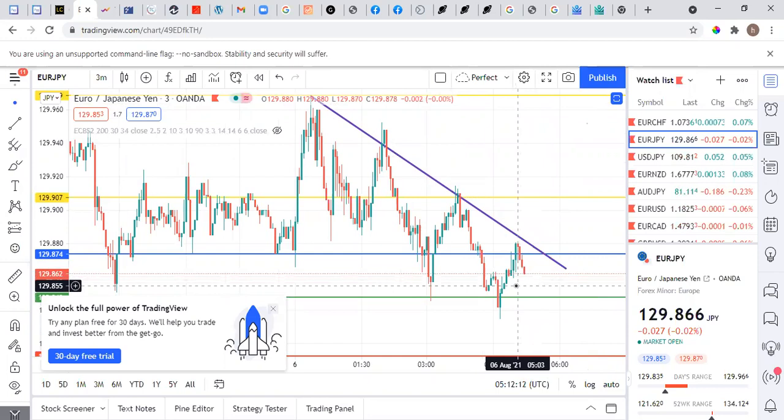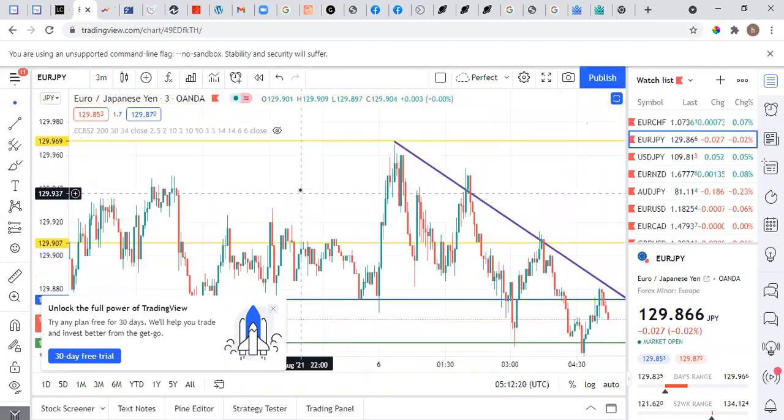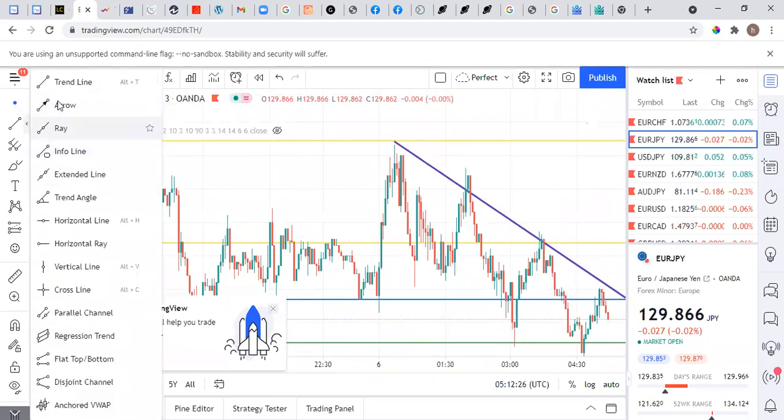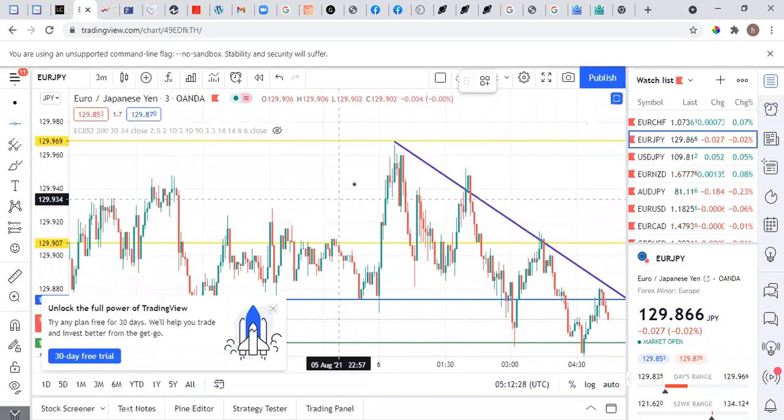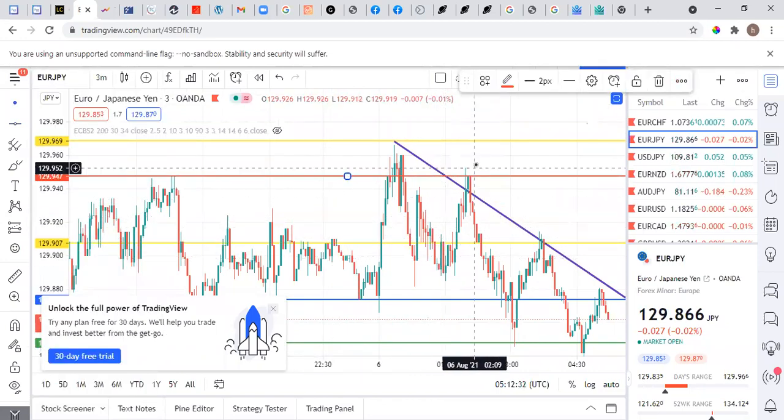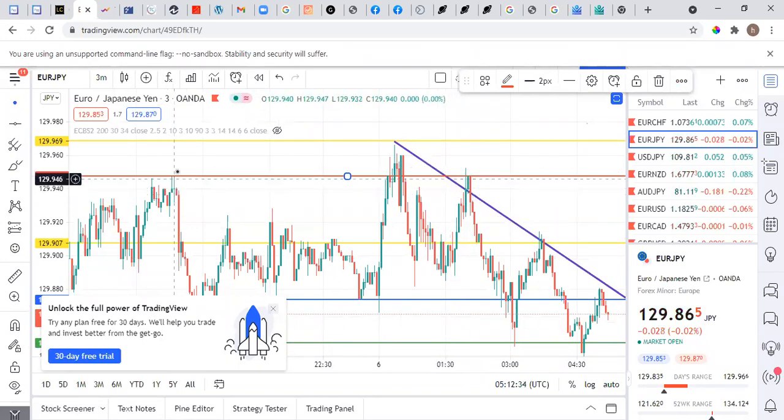Can you see this resistance line? Guys, I hope you are learning. Can you see there's one resistance line here? It touched it. See, this is the line here. It touched it and broke.